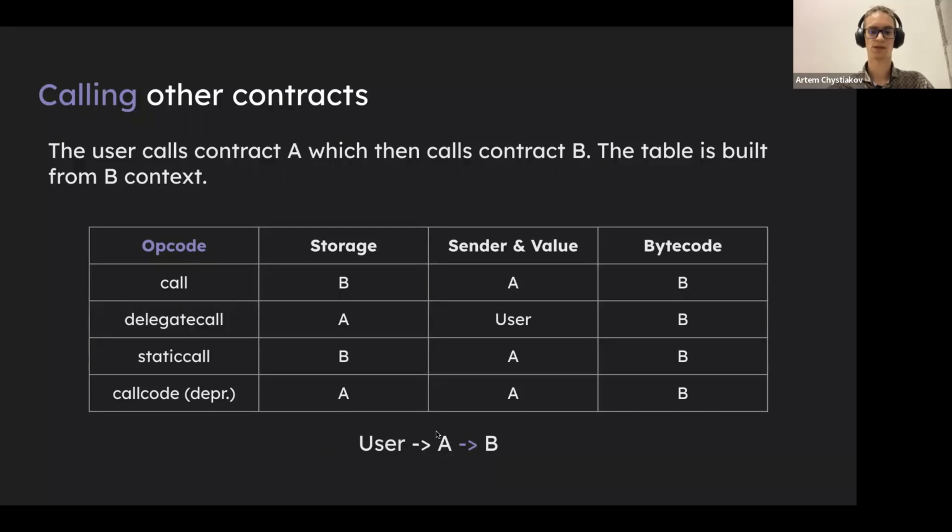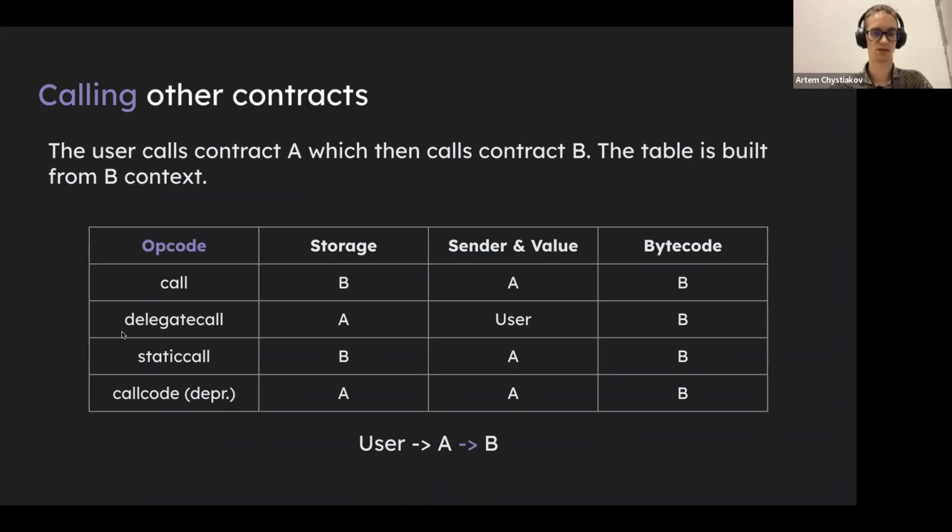So if contract A uses the call opcode, then the storage of the contract you're calling will be used. The message sender and the message value will become the A contract. So this is basically the regular call. Contract A calls contract B, B's storage will be used, A becomes the sender, and B's bytecode gets executed. So a regular call, nothing new, nothing special.